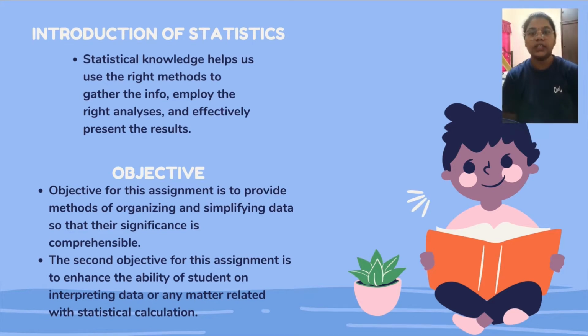The second objective for this assignment is to enhance the ability of students in interpreting data or any matter related to statistical calculation. The understanding of correlation seems to be quite important as it can help students learn the relationship between the variables, which are the dependent variable and the independent variable. Now we are going to see the data arrangement of our group.